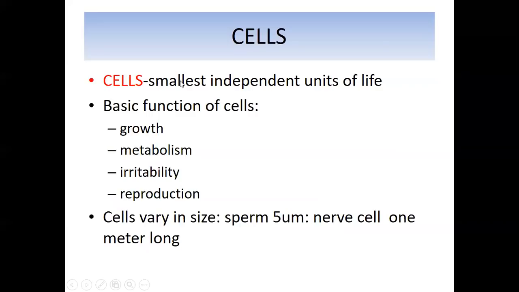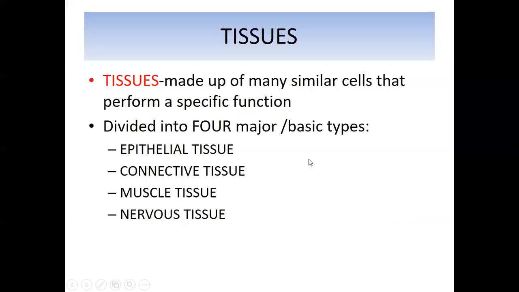The cell is the smallest independent unit of life. That is the most important fact that you have to know. The basic functions of the cell are growth, metabolism, irritability, and also reproduction. Reproduction here, for example, is the sperm and also the ovum. And cells can vary in size. For example, a sperm is about 5 micrometers in size, and a nerve cell can be 1 meter long.